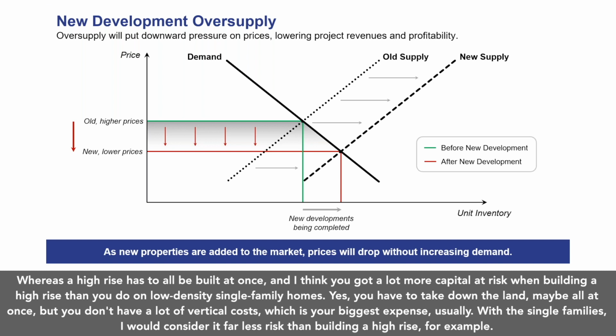And I think you get a lot more capital at risk building a high rise than you do on low density single families. Yes, you have to take down the land maybe all at once, but you don't have a lot of vertical costs, which is your biggest expense usually with single family. So I would consider it far less risk than building a high rise, as an example.